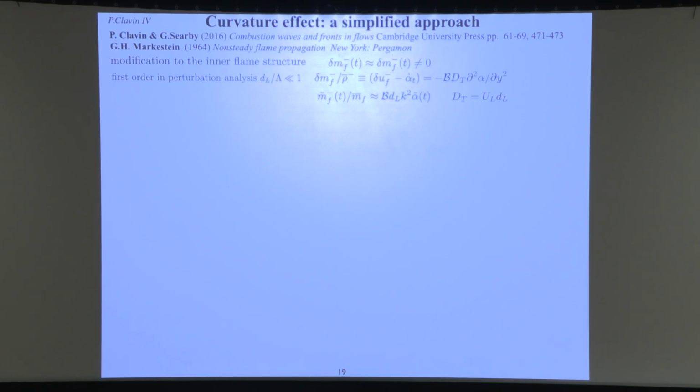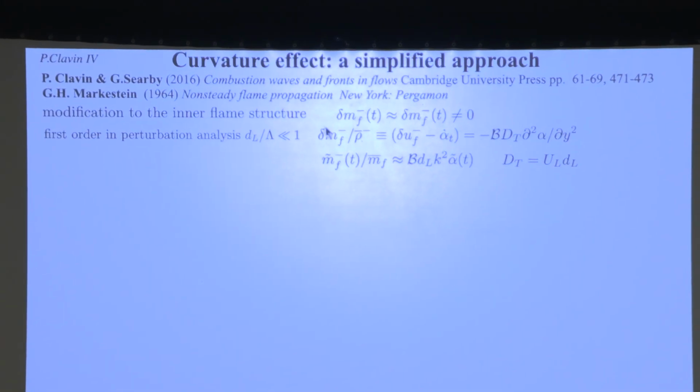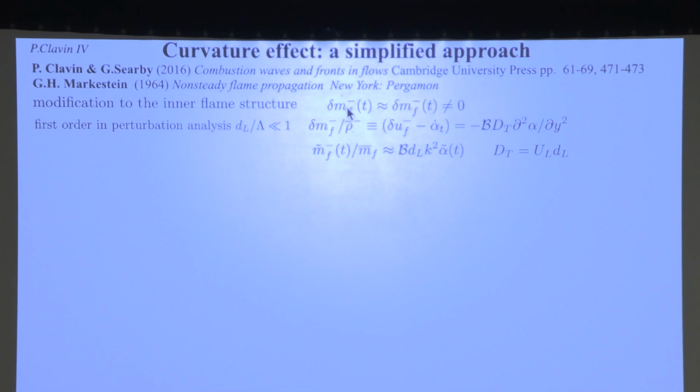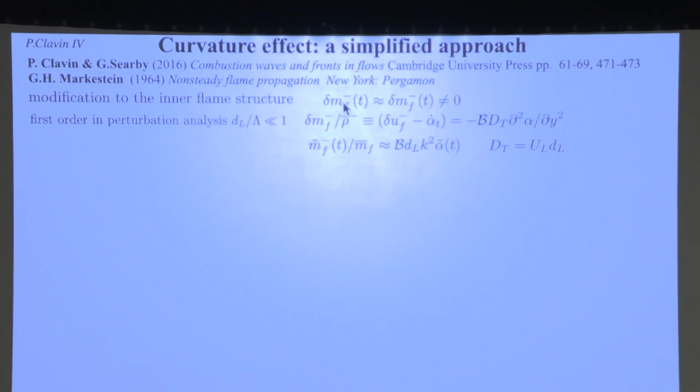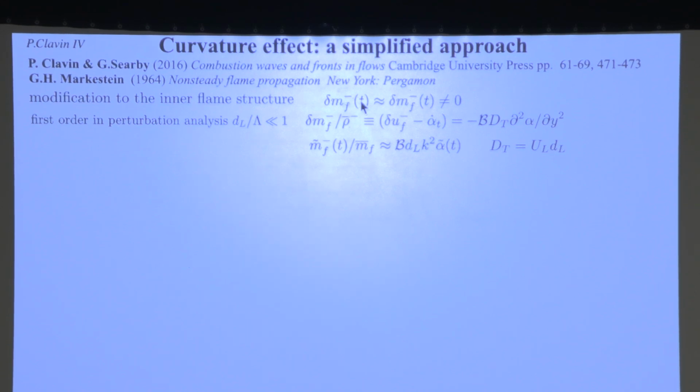I will not spend so much time on that. It is the curvature effect, and I will give you a simplified approach. Remember, when you neglect the modification of the flame structure, the modification of the mass rate crossing the flame, which is simply the flame propagation in a sense, this modification is no longer zero. And you can assume that this is given by a diffusion equation.